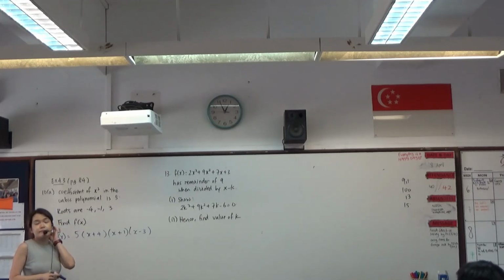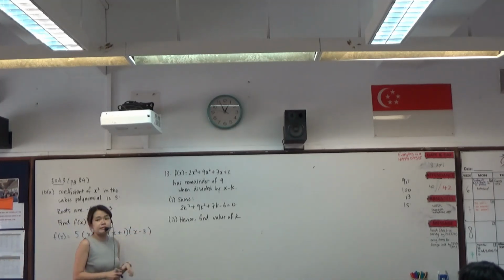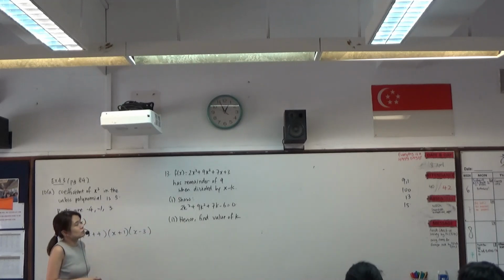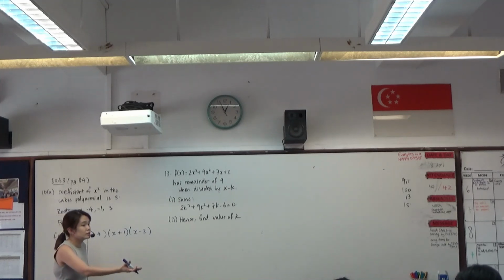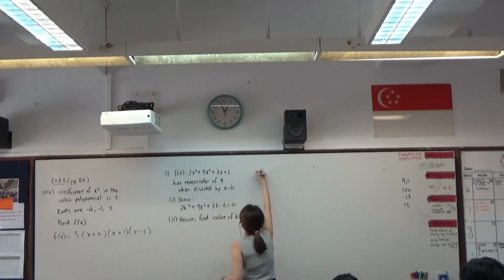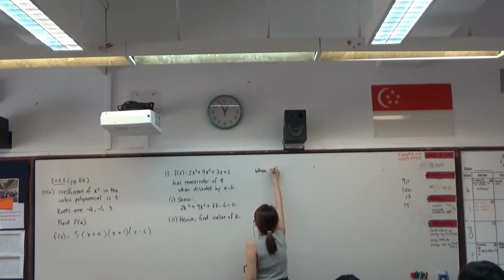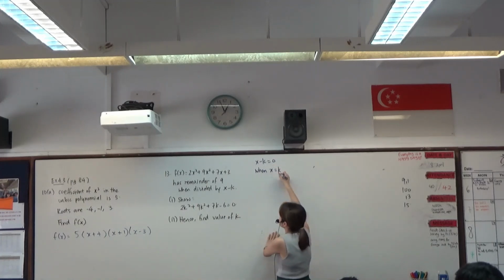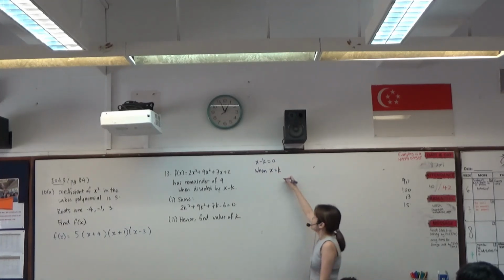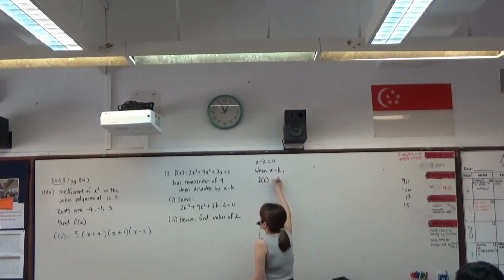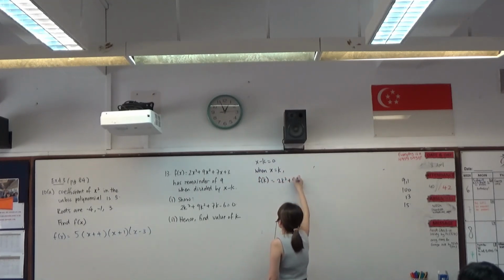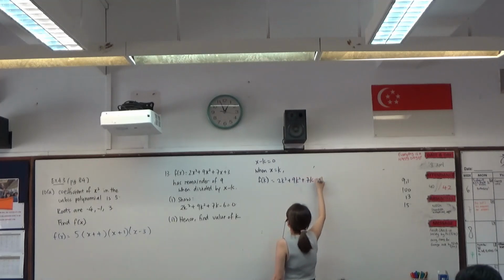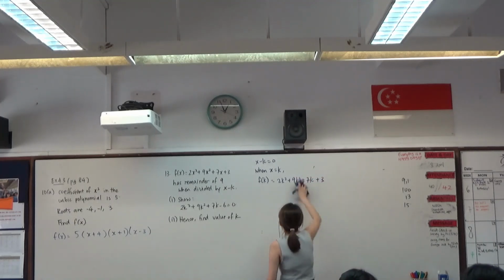9 when divided by x minus k. We want to show this. What will you do? What can you do? Let x equal k, right? Okay. So if I let x be equal to k, why is it that we let x equal to k? Because with the divisor x minus k equal to 0, we see that x will be equal to k. So when x is equal to k, upon substitution, we get this, right?